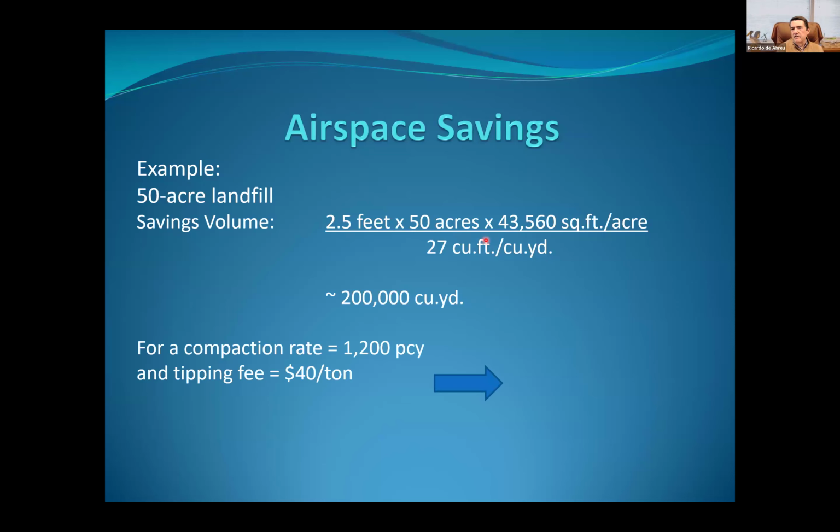If you use a compaction rate of 1,200 pounds per cubic yard, that's a very conservative one. I mean, if you know what you're doing, you're going to get a much higher compaction rate. And a tipping fee which is also conservative here, $40 per ton. There are places here in the United States where you go much higher than that. Probably in some places you go triple that number. That's $4.8 million US dollars that you save. So it's significant.